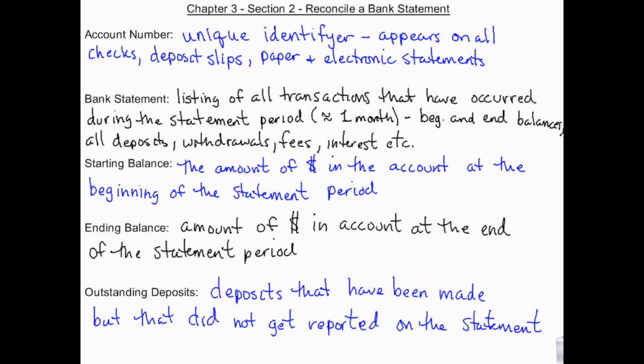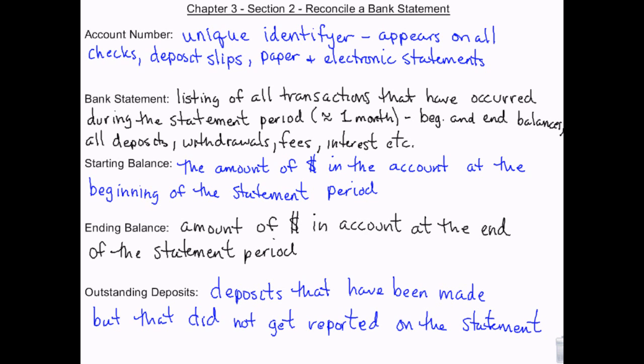And the bank statement lists every transaction that occurred during the statement period. So if it's the 1st through the 30th, it starts on the 1st. It lists your starting balance, which is the amount of money you had in your account at the opening of business on the 1st. Then it lists every single transaction that occurred between that and the 30th. So every deposit, every withdrawal, every fee, any interest paid, transfers between accounts, any kind of transaction that's happened.